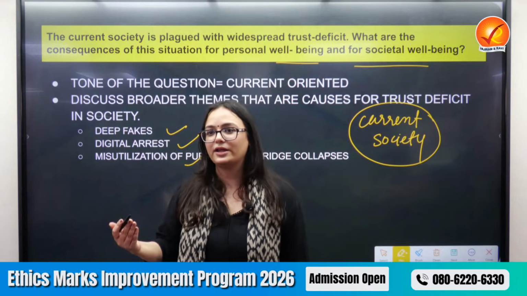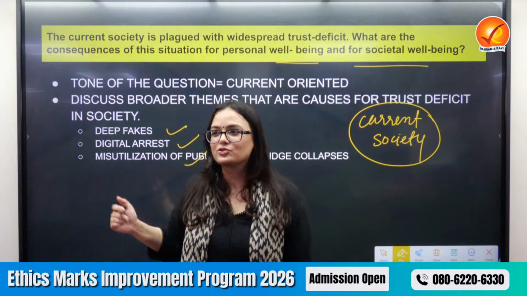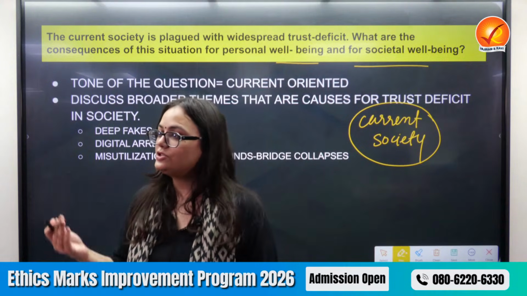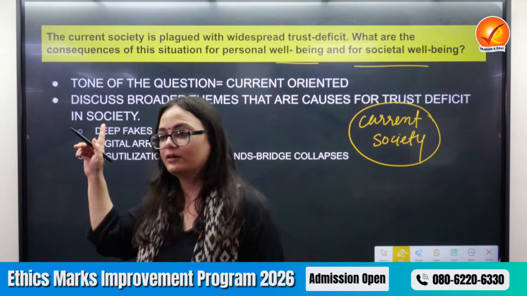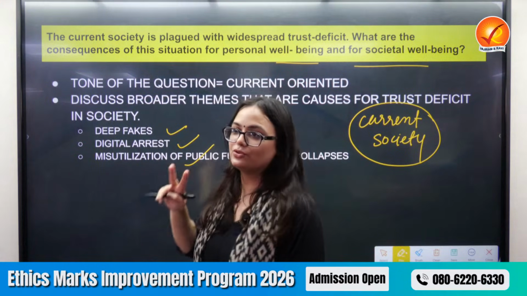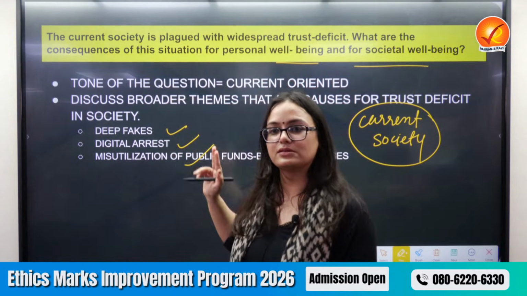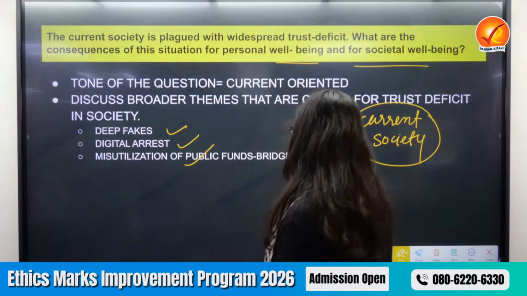That is how they talk, right? These are the instances that show us that there is widespread trust deficit in society. So the question was oriented like that. When you see a question like this, you should imagine two metro uncles talking, right? And that is how you answer this. Okay?